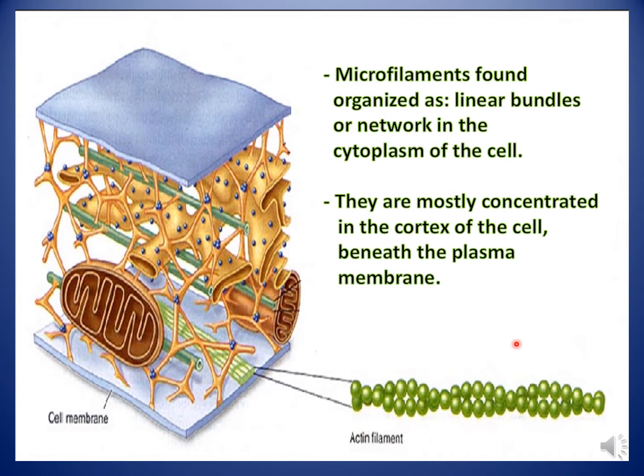Microfilaments are found organized as linear bundles or network in the cytoplasm of the cell. They are mostly concentrated in the cortex of the cell, at the periphery of the cell, beneath the plasma membrane.